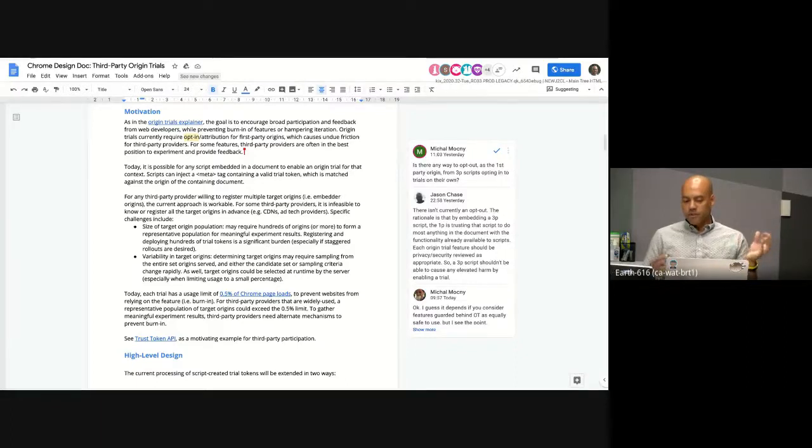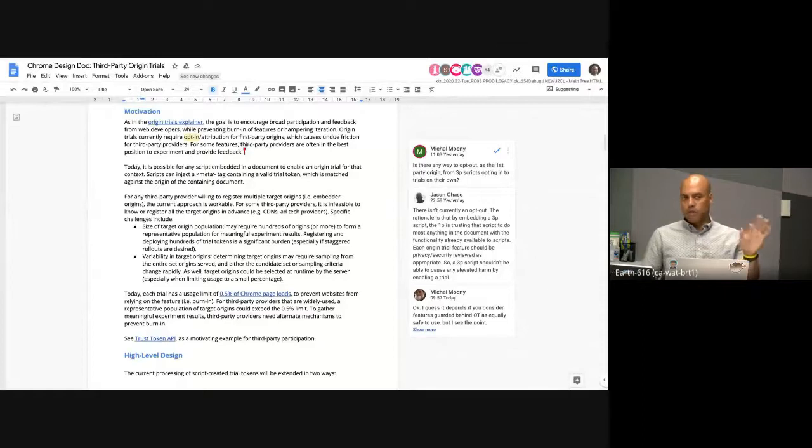From some folks internally, and whatever you can imagine, well, that's too restrictive. If we need to be able to experiment across hundreds or thousands of sites to get meaningful data, that's a concern about bumping into that limit. So the other aspect of this kind of proposal design is that when you explicitly sign up for a third-party origin trial, there are different usage restrictions that would get applied that would allow you to exceed that 0.5% limit.